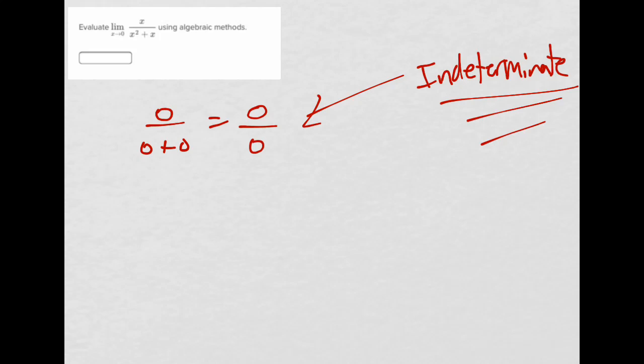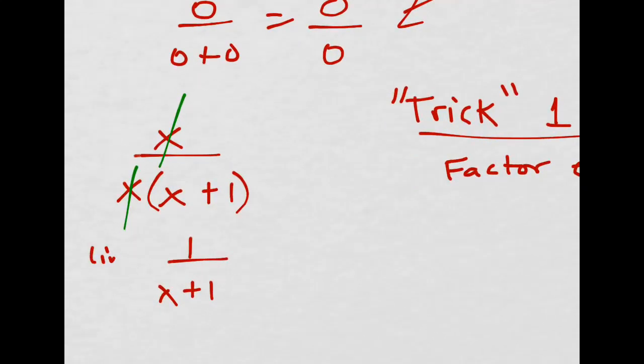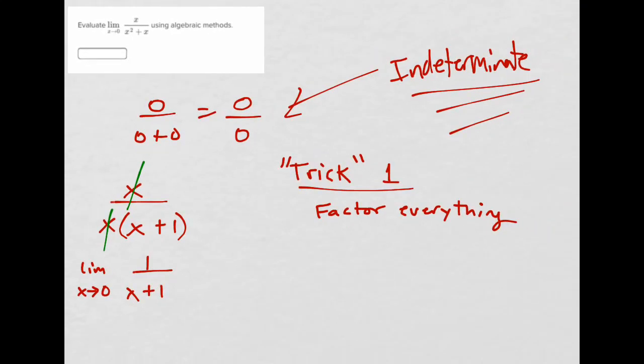So we gotta try some tricks. First trick. So the first trick is to factor everything. Evaluate the limit. Well, okay, so x in the top, I can't factor the top, but I can factor an x out of the bottom. That would leave me with x plus 1, right? Look at it. Now that cancels. So now we have 1 over x plus 1. So I'm taking the limit as x approaches 0 from both sides of 1 over x plus 1. So that's the first trick.